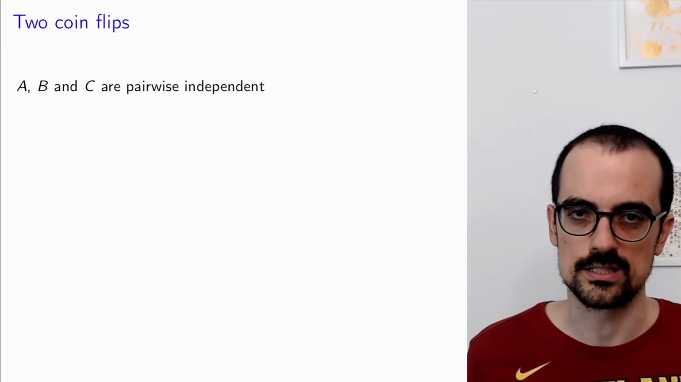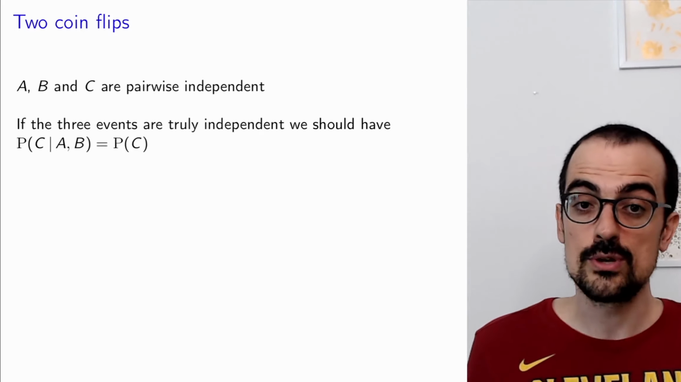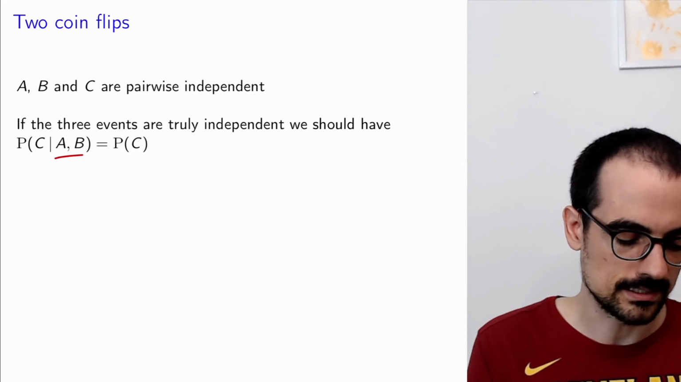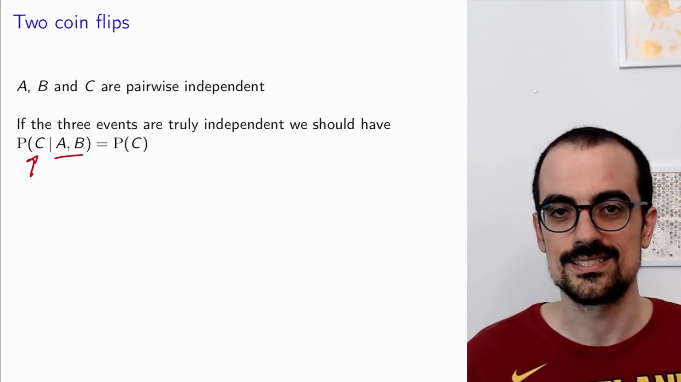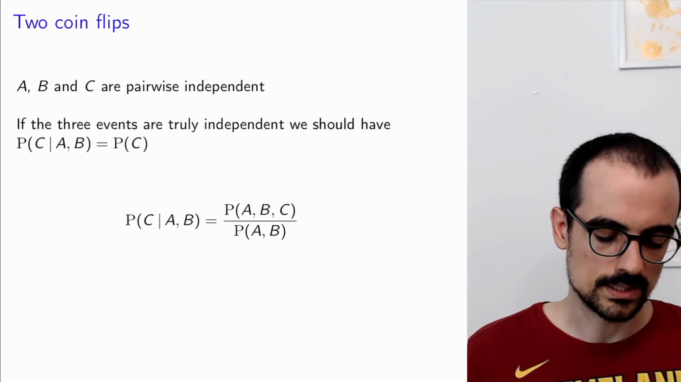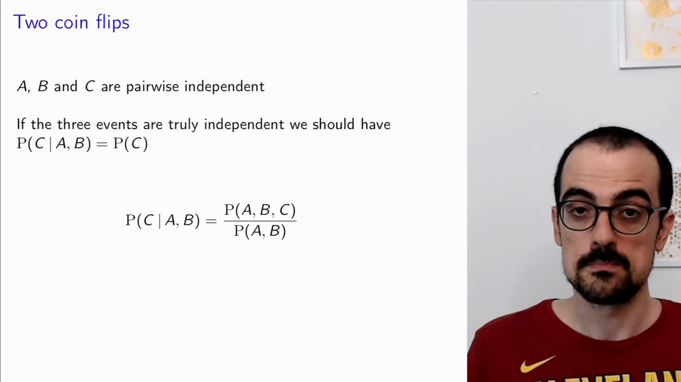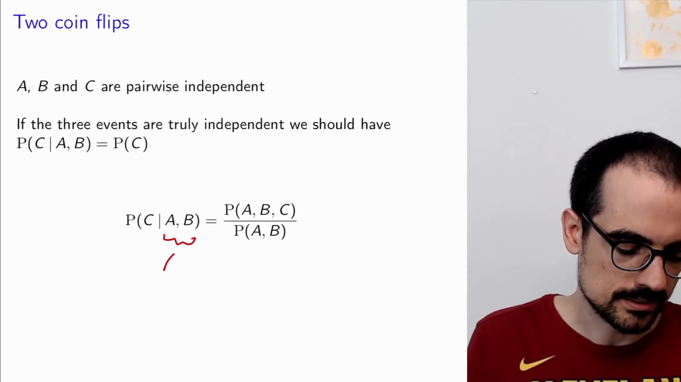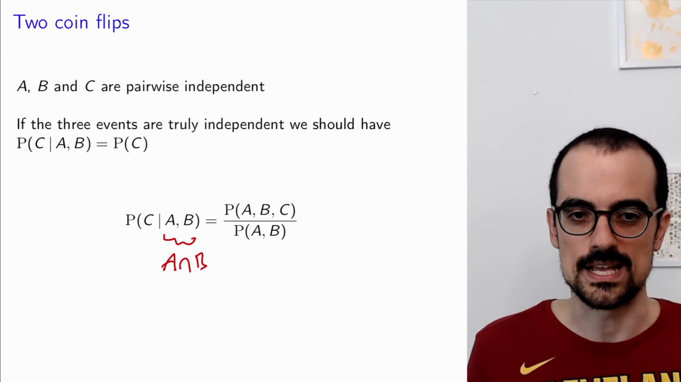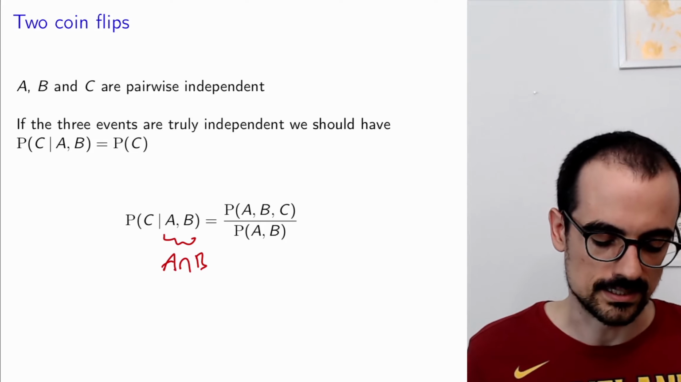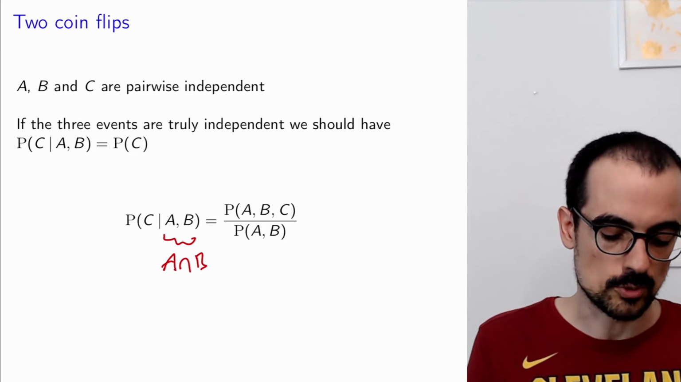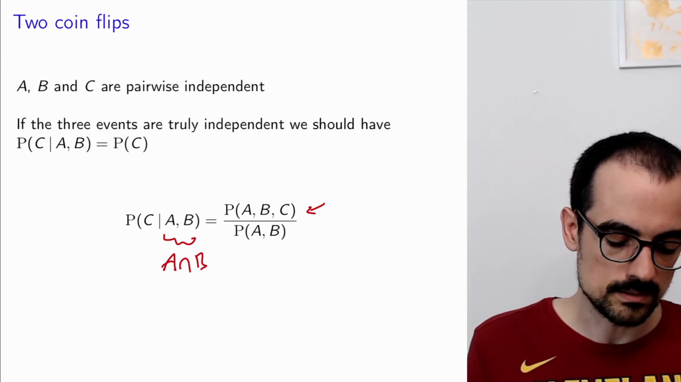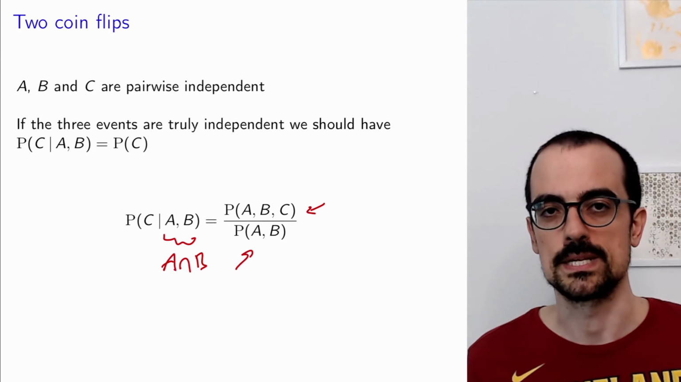So A, B, and C, we have established they're pairwise independent. If the 3 events are truly independent, then knowing that both A and B happened should not affect the probability that C happened. So let's take a look. What's the probability of C given A and B? By definition, and this might be a little bit tricky if you don't remember that, you can just consider that this is the intersection of A and B, so it's an event. You can call that event D if that is helpful. By definition, it's the probability of the intersection between C and that event, which is the intersection of all of them, divided by the probability of that event, which is the intersection of A and B.